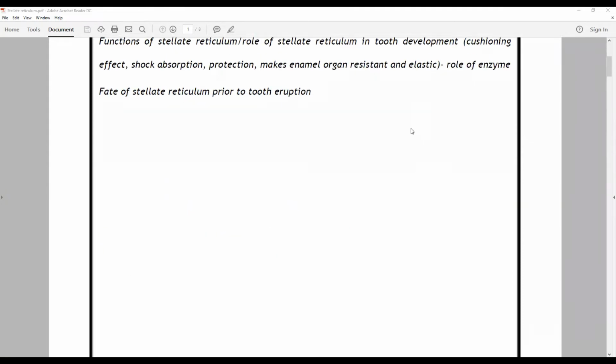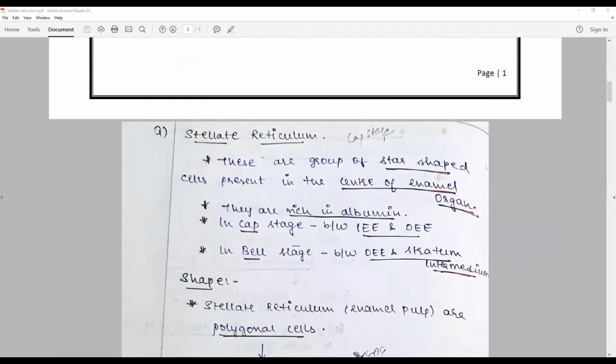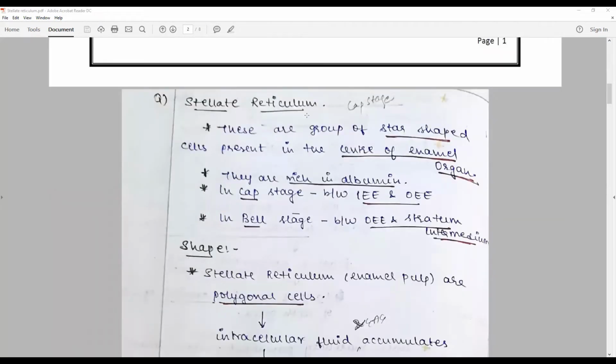So going into the intricacies, stellate reticulum starts to organize itself in the cap stage, as the student carefully has mentioned, though she has missed it. We should appreciate that this is the most important point, so that has to be carefully noted. It appears in the cap stage. Okay, so the cap stage is a very important point.